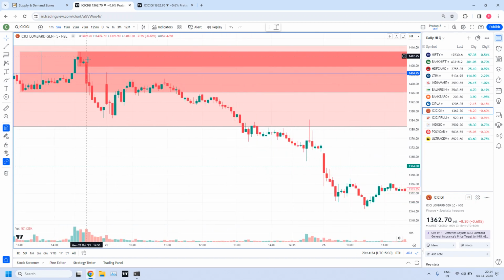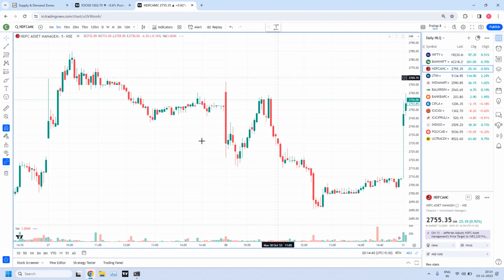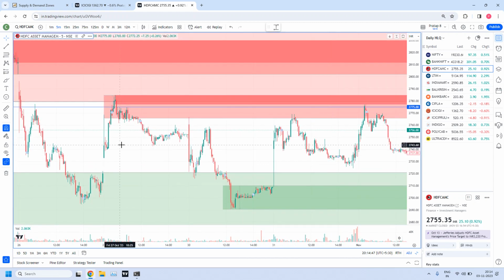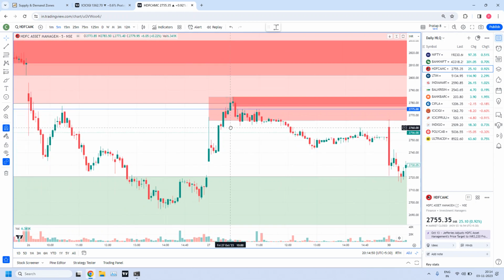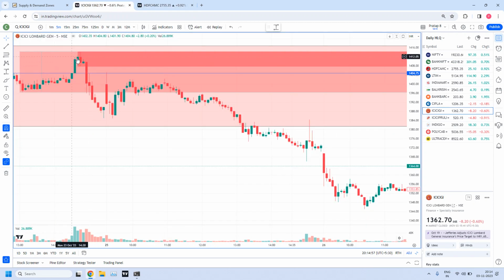Look into ICICIGI. We have a rally base drop, and this is the origin for this entire 75 minutes. Same is the case. This is ICICIGI and this is also ICICIGI. I'm sorry, let me click on HDFC AMC. Okay, I'm sorry. Here also we have a rally base drop. And here also we have a rally base drop.